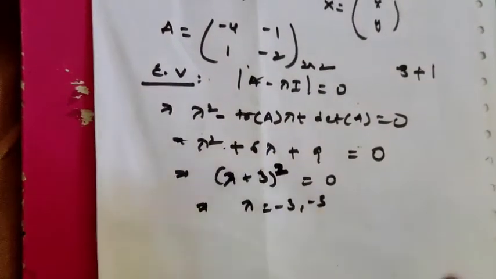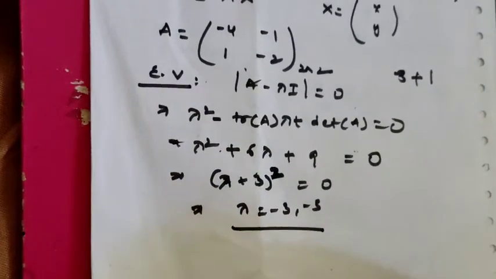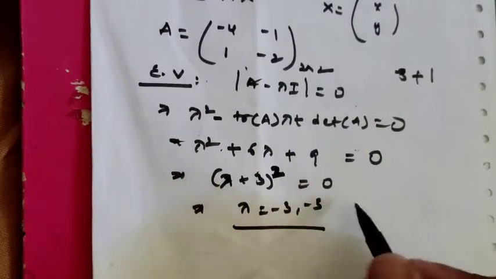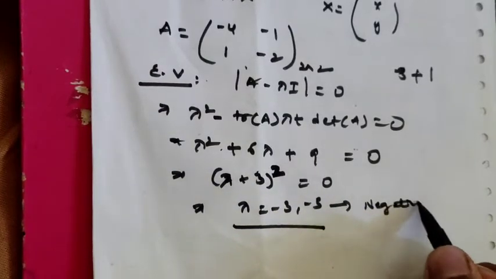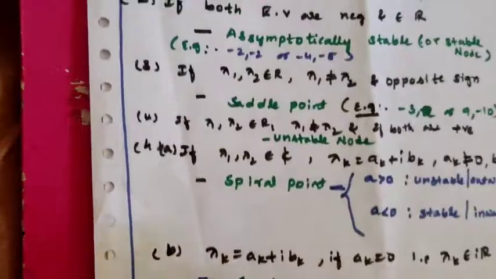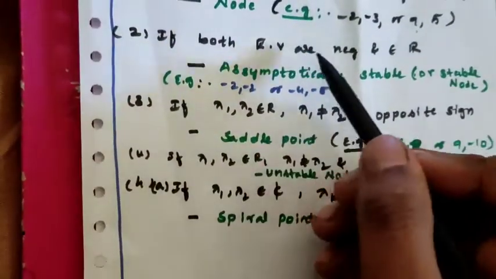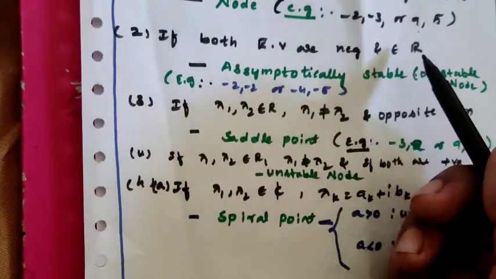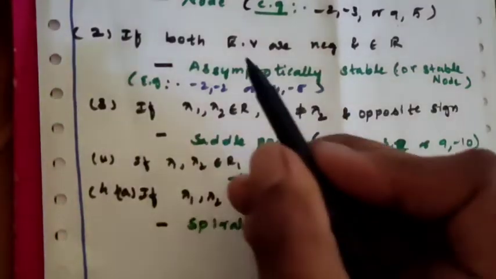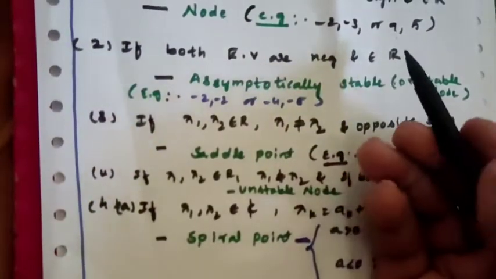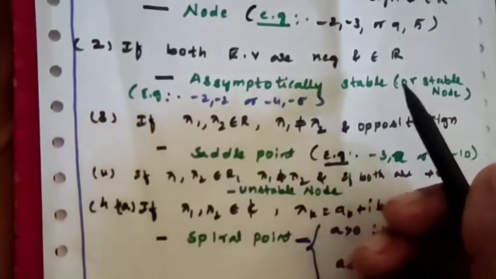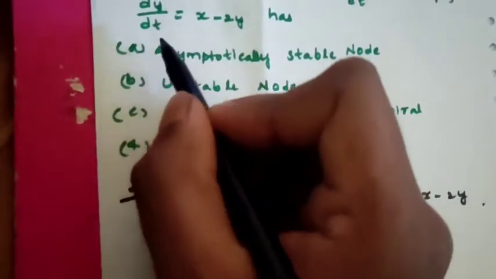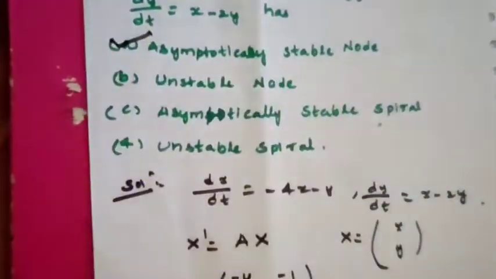Now we have to check the options. Both eigenvalues are negative. Now I have to see the second point: if both the eigenvalues are negative and belong to R, the nature is asymptotically stable or stable node. Now we check the options. Option A is the correct option.